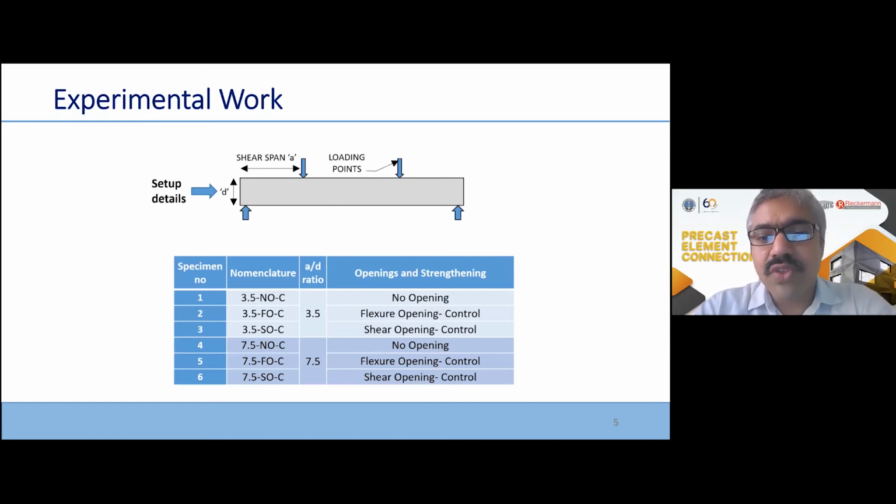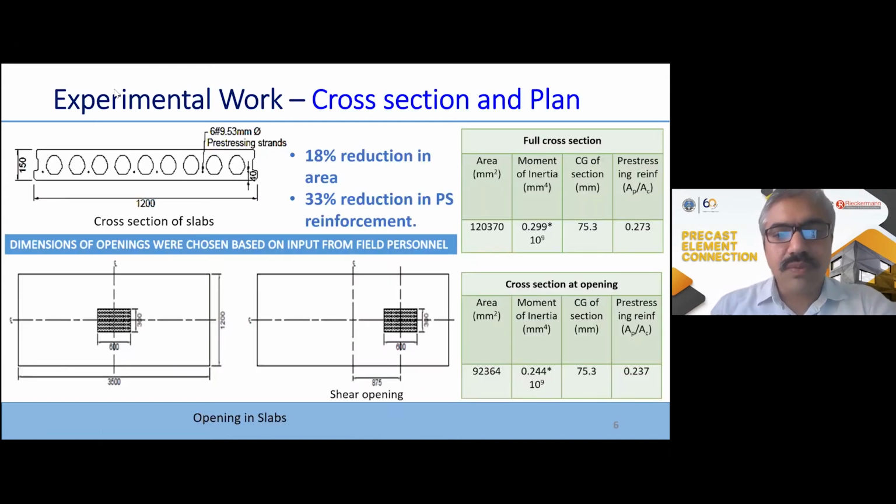The shear span to depth ratio is varied from 3.5 to 7.5. Basically, there is the shear dominated shear span to depth ratio and the flexure dominated shear span to depth ratio. The 3.5 you can see in the third column, right? Those three specimens are shear dominated specimens, and out of those, the first one is the control specimen without any opening, and the remaining two have one flexural opening and another shear opening. Similarly for the higher shear span to depth ratio of 7.5. In the figure at the bottom, we can see there is a central opening, that is the flexural opening, of 300 mm by 600 mm.